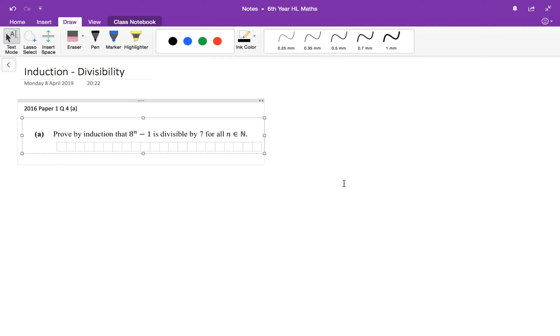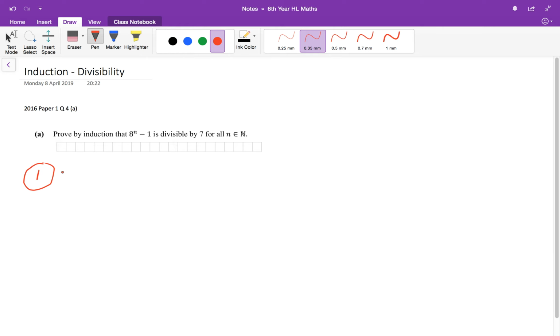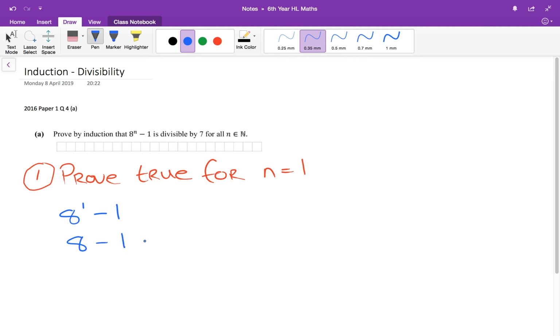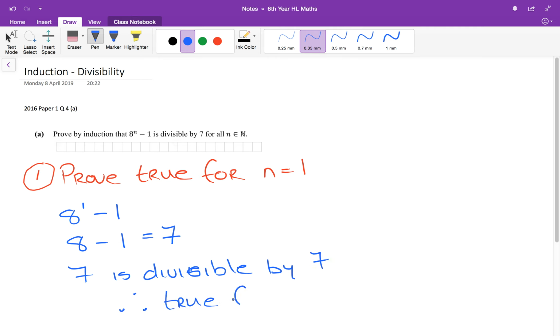This is the second type of proof by induction, the divisibility type. So steps 1, 2, and 3 remain the same. Step 1 is prove that it's true for n equal to 1. So we're going to take 8 to the power of 1 minus 1, which is 8 minus 1, which is equal to 7. And 7 is divisible by 7. Therefore, it's true for n equal to 1.